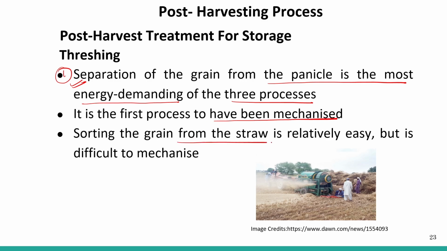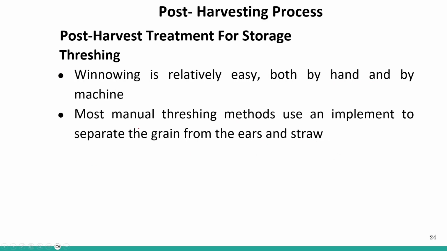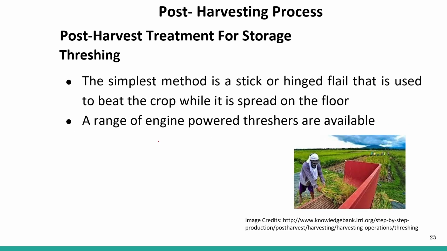Sorting the grain from the straw is relatively easy, but difficult to mechanize. Winnowing is relatively easy, both by hand and by machine. Most manual threshing methods use an implement to separate the grains from the ears and straw. So we have different threshing methods and we can go for any method, but the main thing we are doing is separating the grains from the ears and straw in threshing.